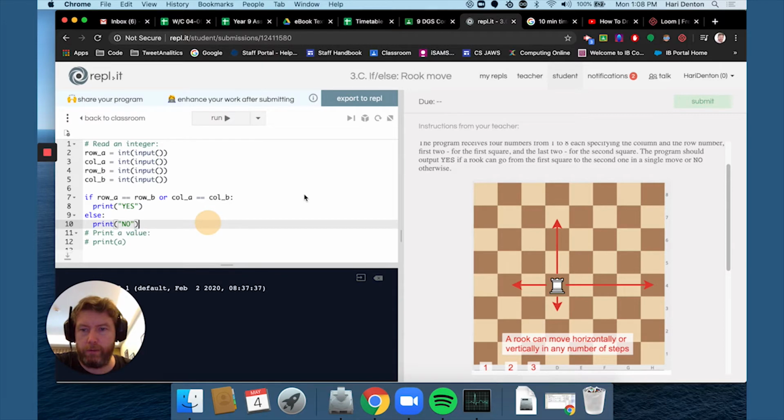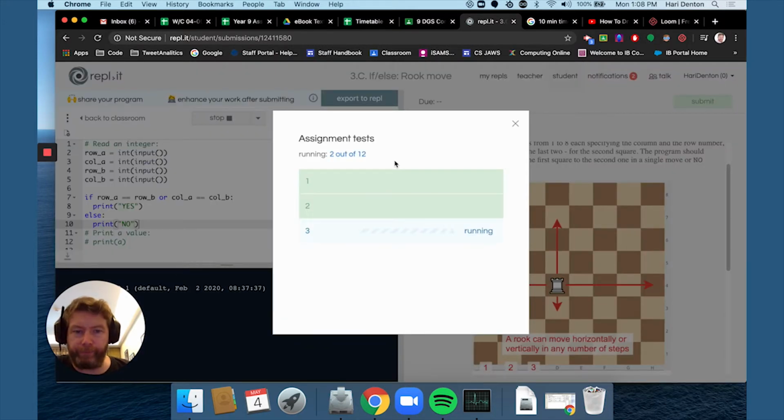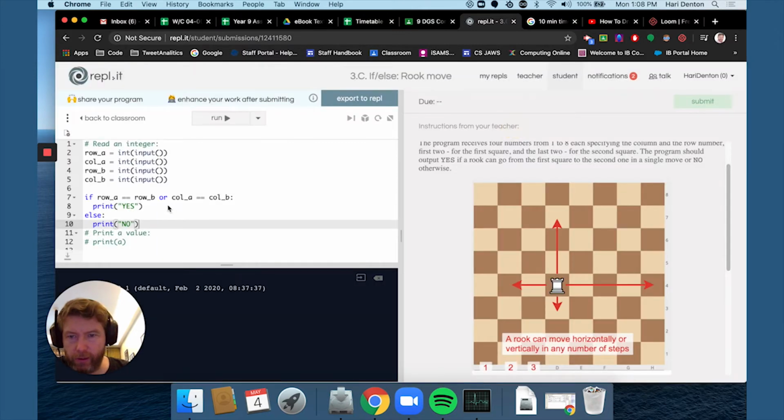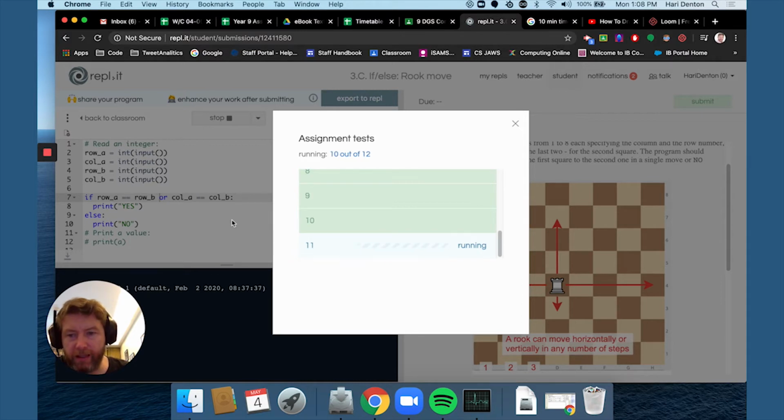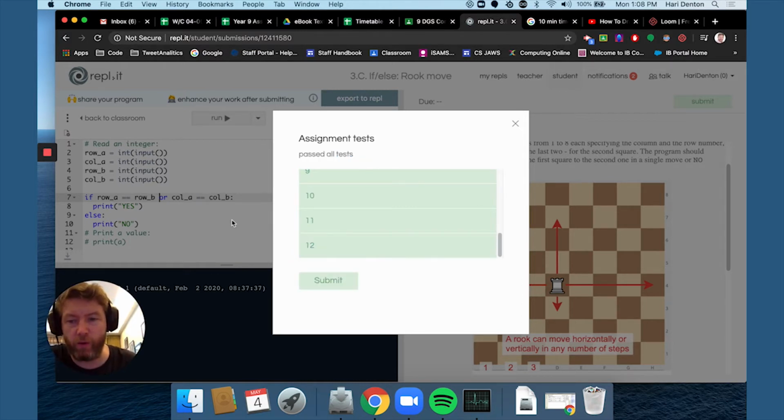Test that out. So we're just using the Boolean operator OR. So if this is true, or if this is true, then it's going to print yes. So in Python, we just use the words and, or, not to join up Boolean conditions.